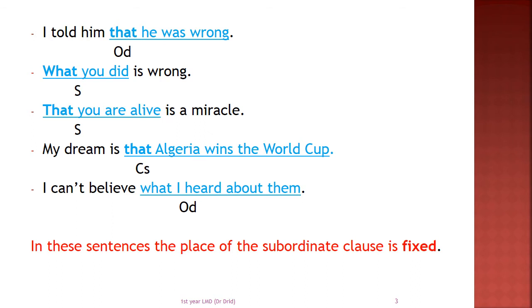"I can't believe what I heard about them." What I heard about them is a subordinate clause. It functions as a direct object. I can't believe what? What I heard about them. So in these subordinate clauses, which begin with that or what, we cannot change their position. Here the clause functions as a noun phrase. It replaces a noun phrase. So its place is fixed.